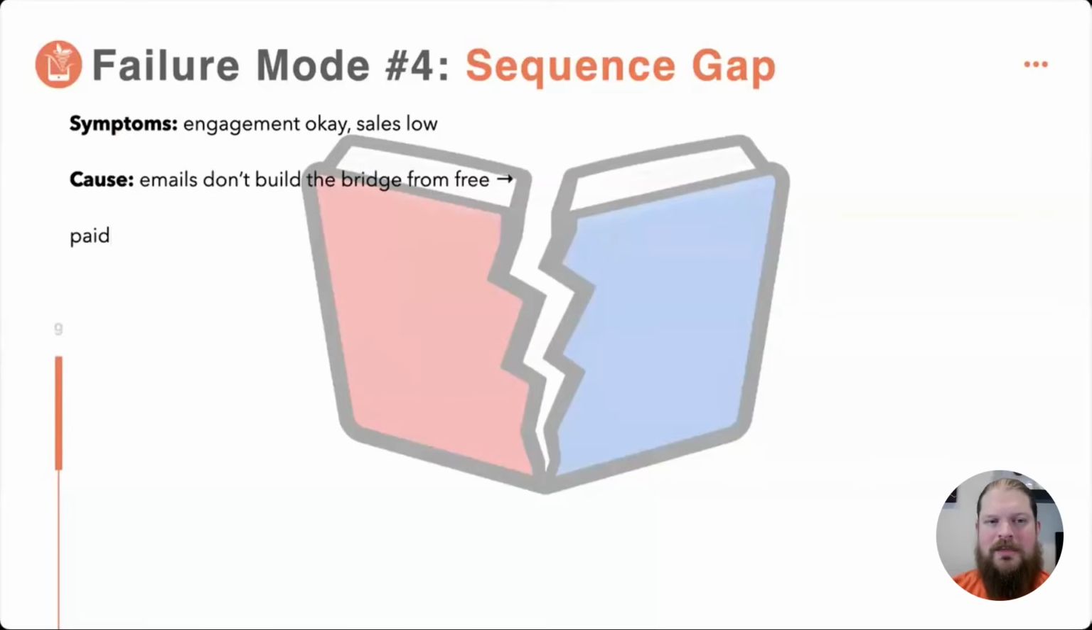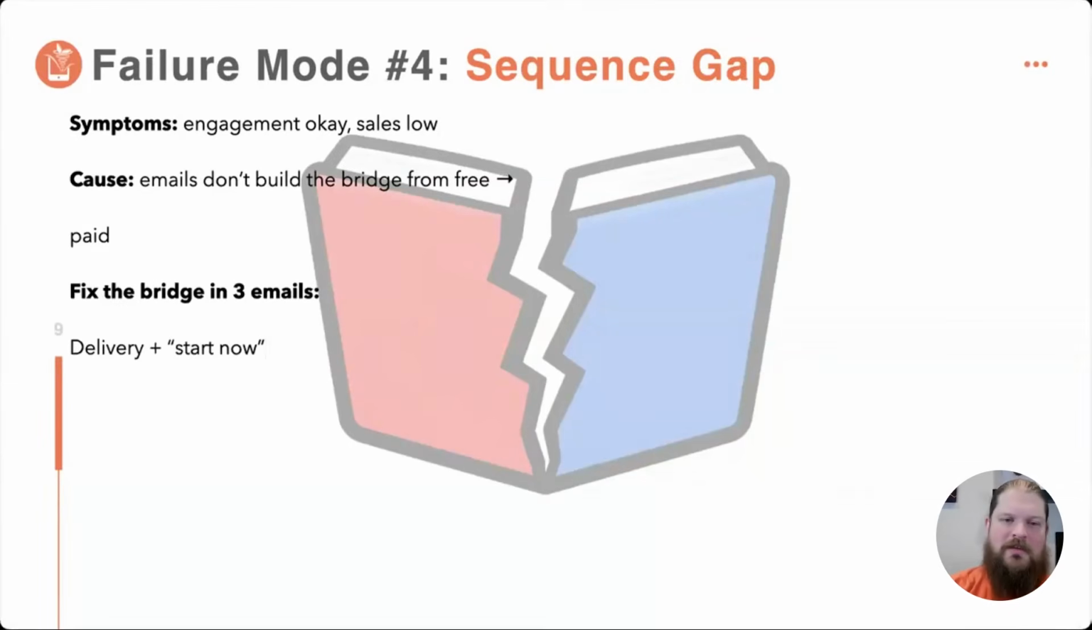Well, the emails you're sending them might not be bridging them from free to paid. We've talked about this a little bit so far. So we want to fix that bridge, for example, in a 3 email sequence that might look like this. So we have a delivery and a start now email. That's our initial welcome sequence. Get them started, get the ball rolling.